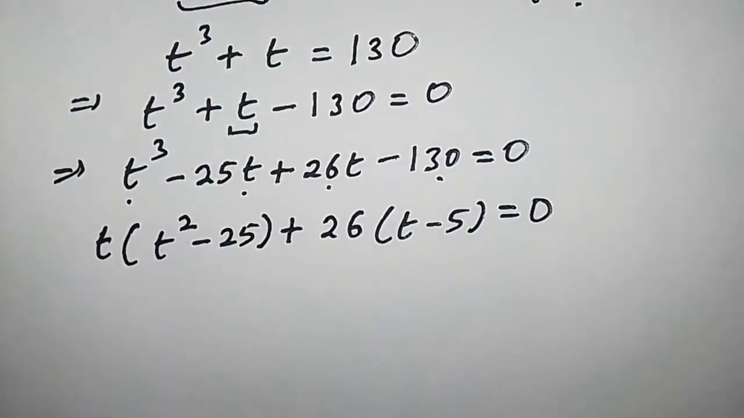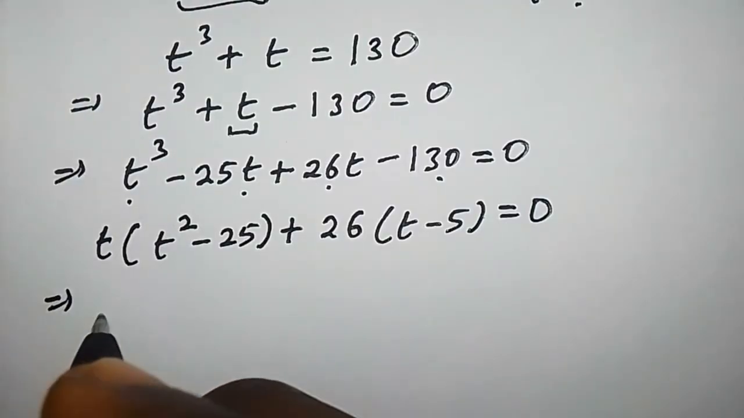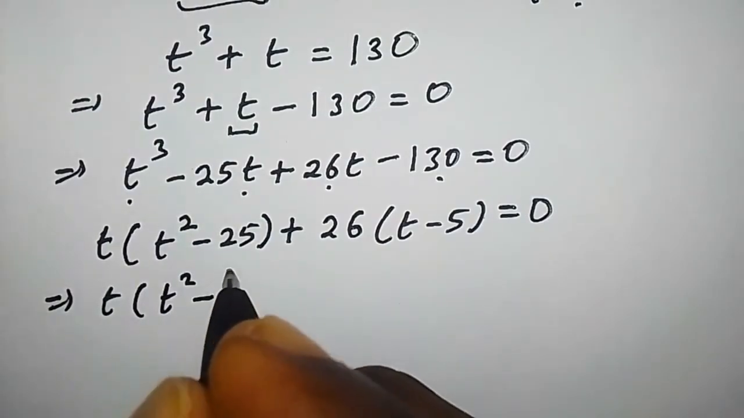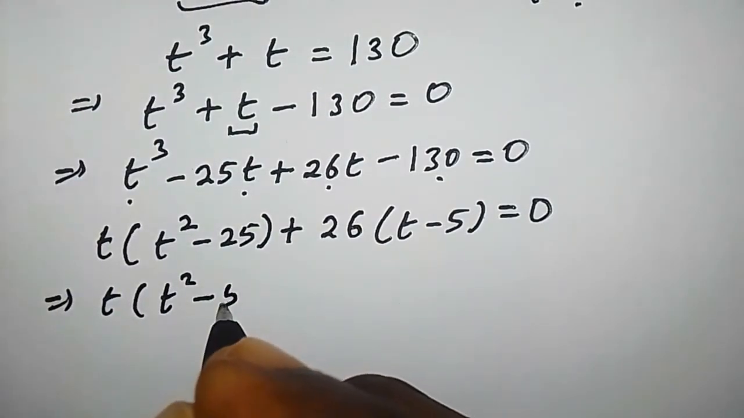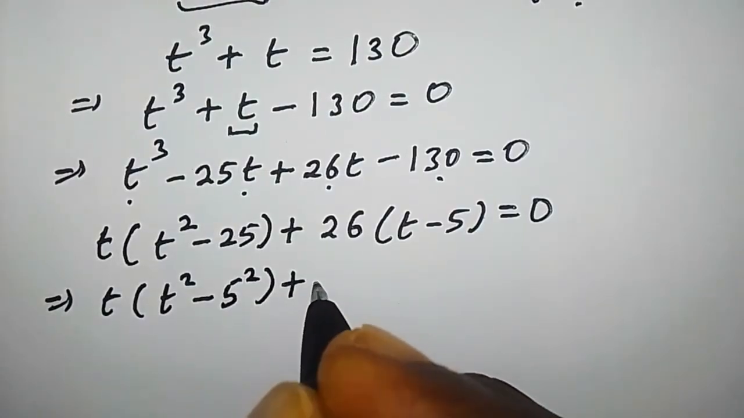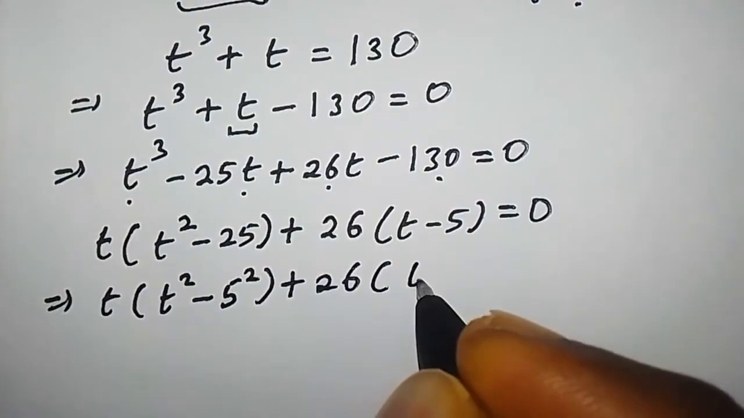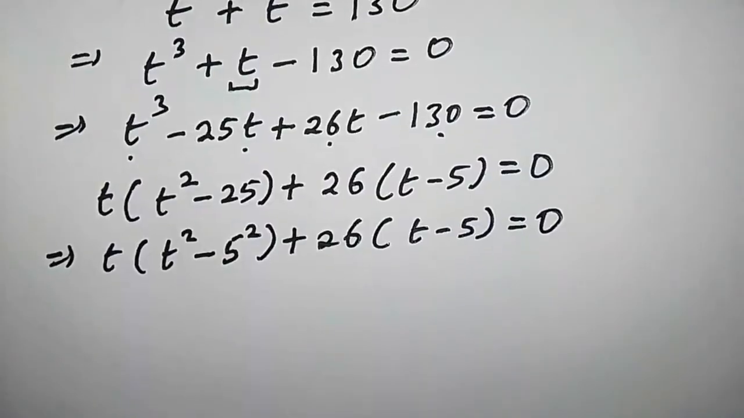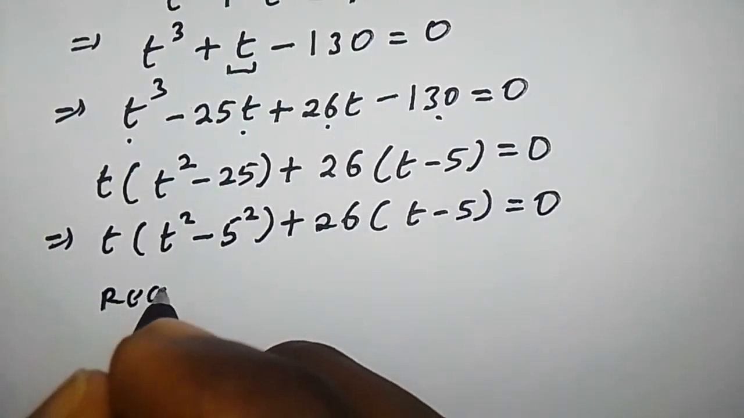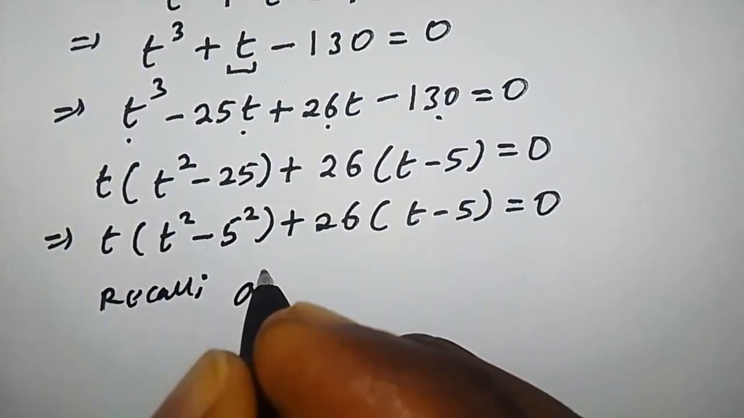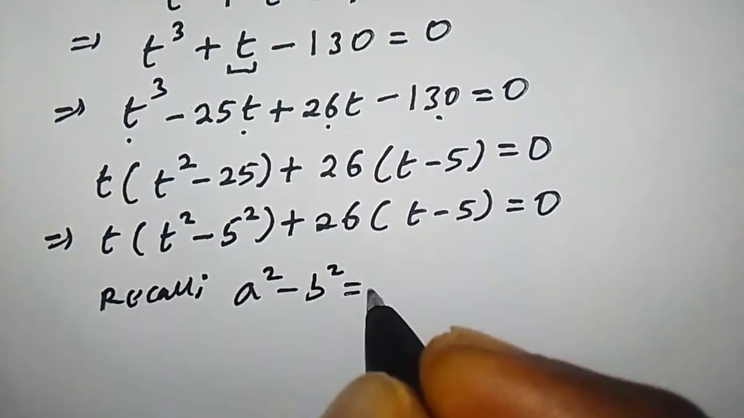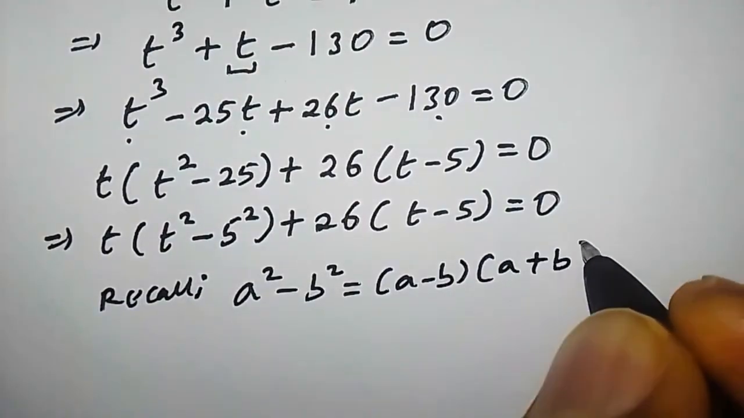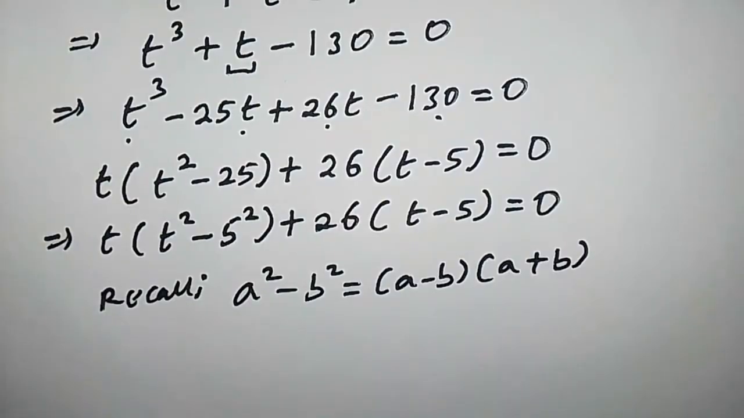Let's continue. This implies that t into t square minus 25, which could be written as 5 square, plus 26 into t minus 5 equal to 0. Now, recall that a square minus b square is equal to a minus b times a plus b. Take note of this identity. We are going to use it later.